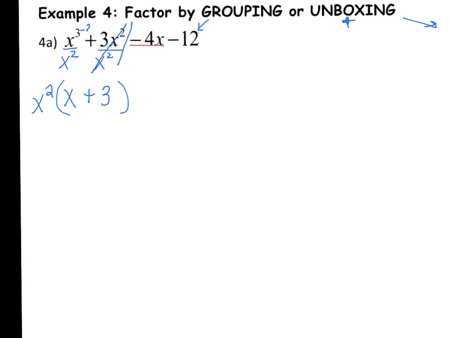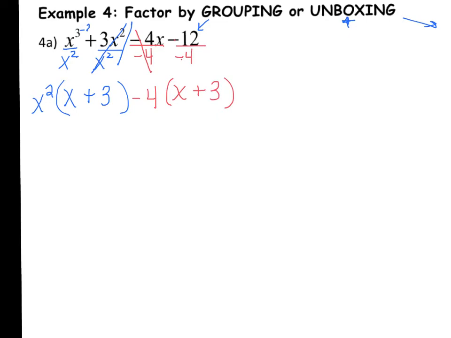I notice that both of these have a negative sign, so I'll factor out a negative, and I can divide both of them by 4. So I'll write that GCF, and I will write the leftovers next to it. Negative 4 divided by negative 4 cancels out, and I'm left with x. Negative 12 divided by negative 4 is positive 3.